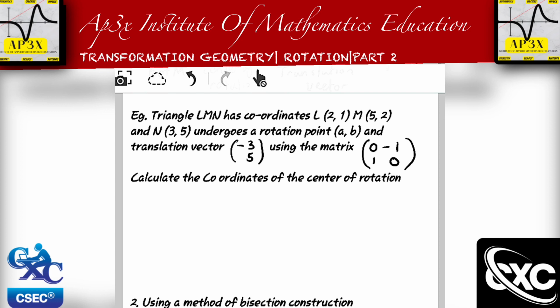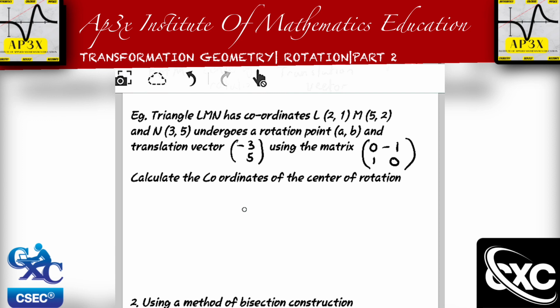All right. And if you see this question on your exam, here is how you approach it. Here it says that triangle LMN has coordinates L (2,1), M (5,2), and N (3,5), undergoes a rotation at the point AB and was translated by (-3, 5) using the matrix (0, -1; 1, 0). You're to calculate the coordinates of the center of rotation.